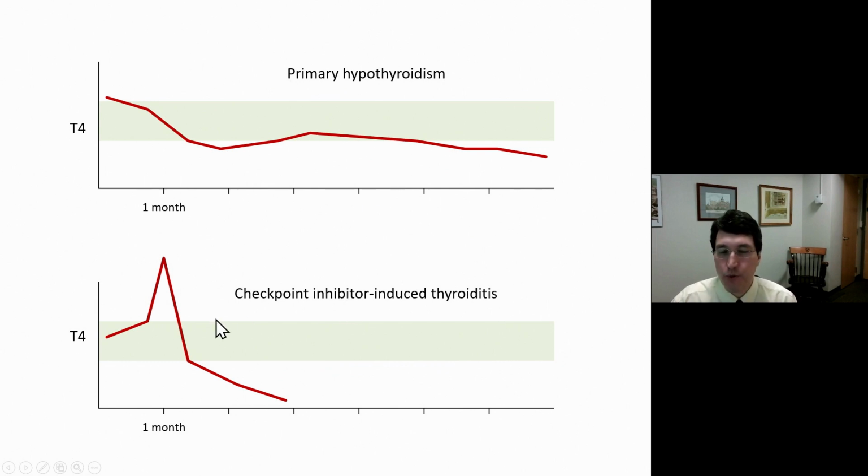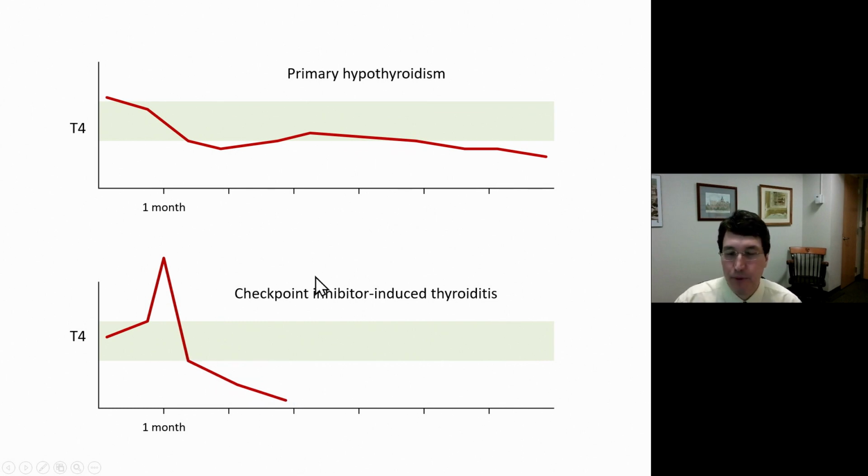For patients treated with checkpoint inhibitors, it's a much more compressed timescale. Within 4 to 6 weeks, there's severe inflammation of the thyroid, there's leakage and very high levels of T4, but they drop off just as quickly, and then these patients can become very profoundly hypothyroid.